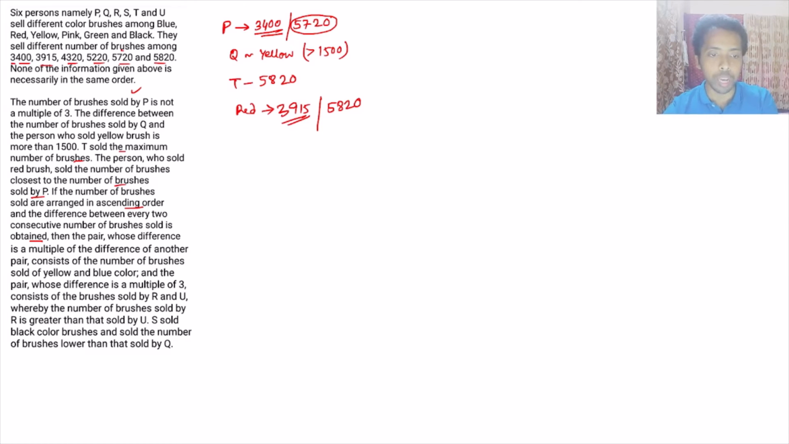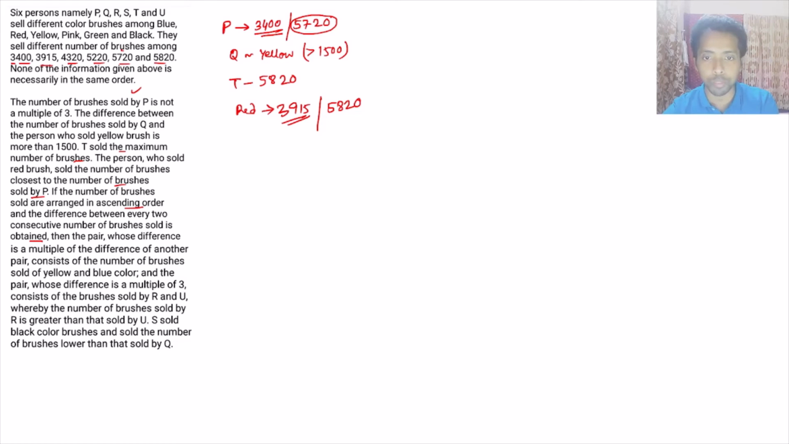Take the consecutive 2 number differences if we arrange all the numbers in ascending order, and then the multiples of that particular difference. Whichever consecutive 2 numbers satisfy that, those 2 numbers would be the numbers liked by whoever likes yellow and blue color. That's the purpose here. You will understand.